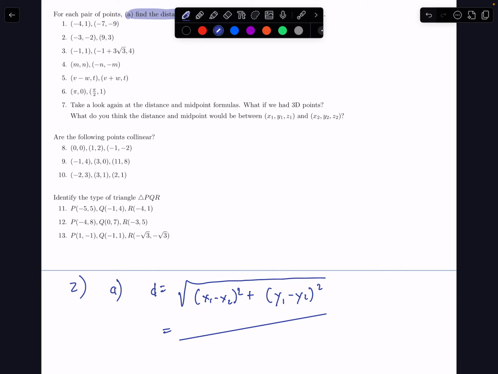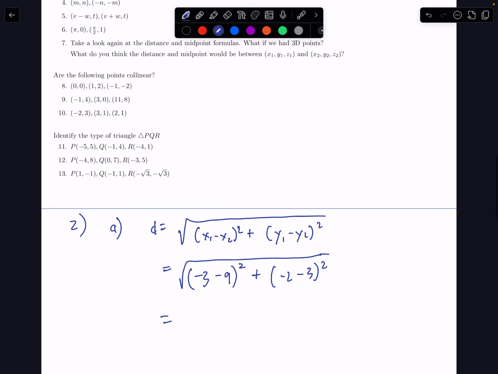Okay, so x1 was -3 in this case. I'm looking at problem number 2. So -3 minus 9 squared plus -2 minus 3 squared. And you can use a calculator for these parts if you're not comfortable with the arithmetic, but -3 minus 9 is -12 squared, plus -5 squared.